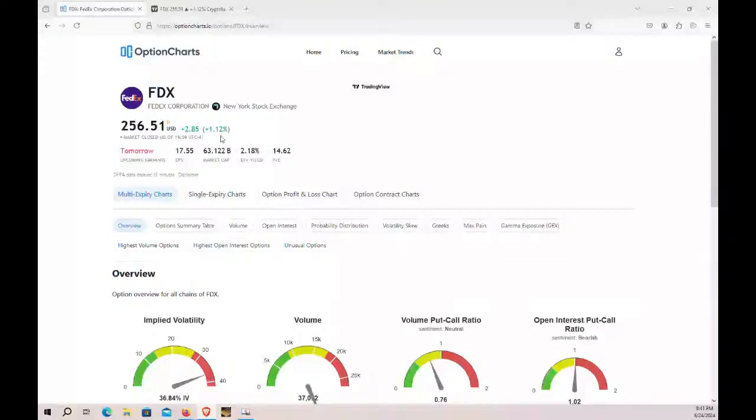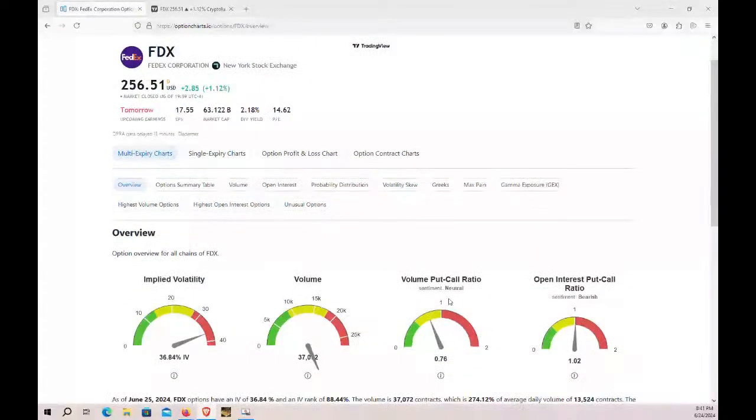It went up 1% today, and right now the put call ratio on this one is 0.76 on the volume, which is neutral. And open interest just moved to bearish, so 1.02. Actually, 1 is not the bearish side. It's more like neutral, because neutral is 0.7. I think I talked about this in all the videos.